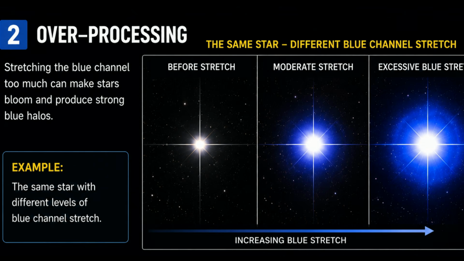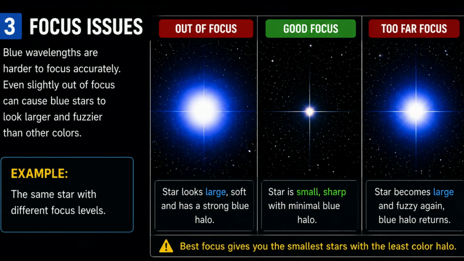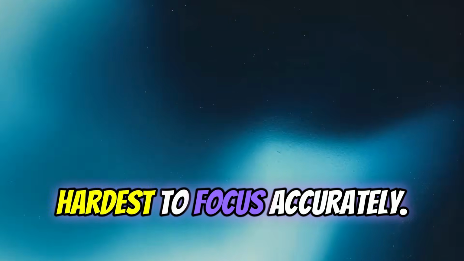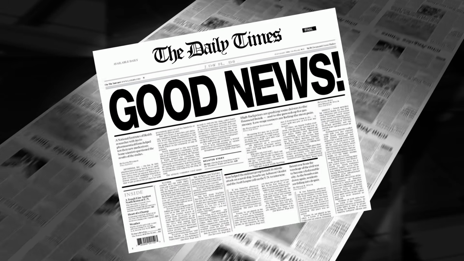Number two, overprocessing. If you stretch the blue channel too aggressively in Siril, stars can become bloated and develop blue halos very quickly. And number three, focus issues. Blue wavelengths are the hardest to focus accurately, so even slightly soft focus can make blue stars appear larger and fuzzier. The good news? Most of this can actually be improved during processing.